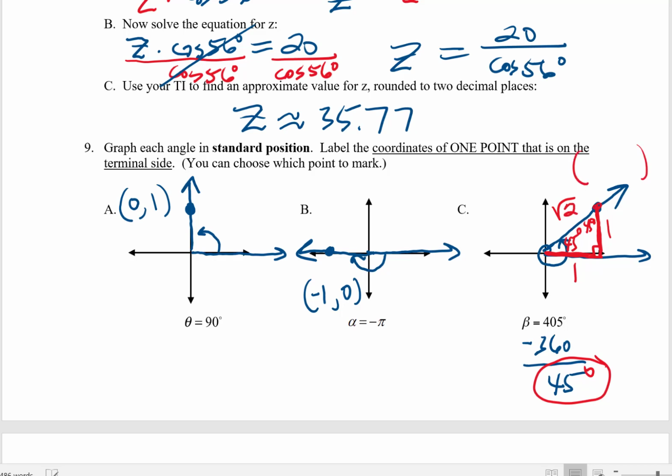That means the coordinates of this point would be 1, comma 1. But I could have also used 2, comma 2, 3, comma 3, 4, comma 4, etc.